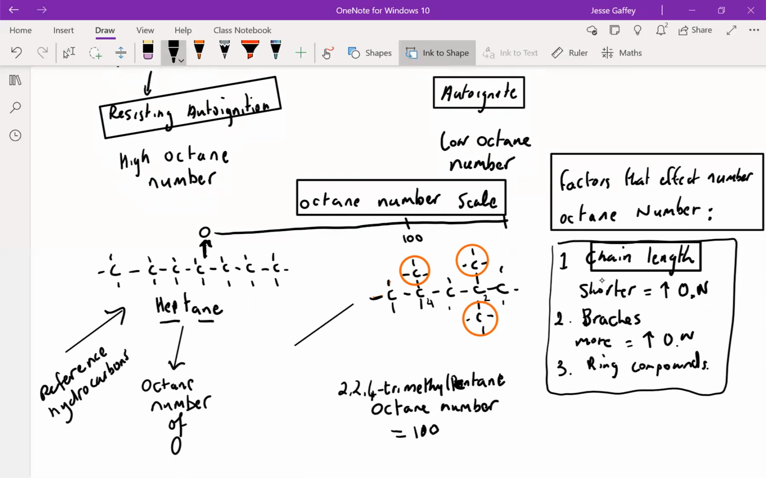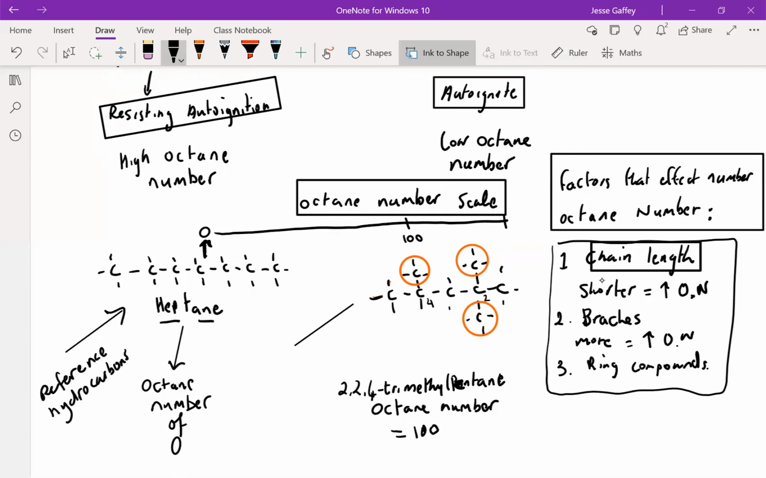Okay, so what I want you to do now is pause and take a record of that there: the scale, the 2 compounds, their names, and their octane numbers.